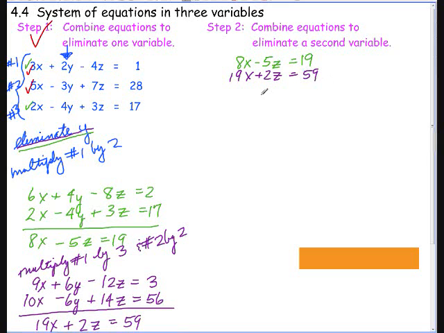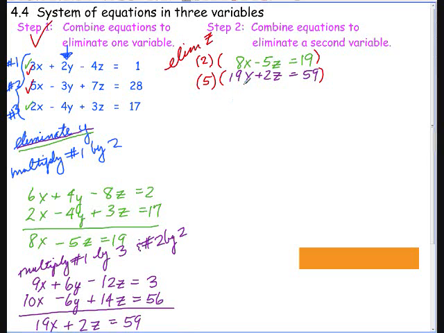Combine these two equations to eliminate a second variable. Now you're in familiar territory, aren't you? The only question is, what's the easiest way to do this? I wish this were 9 and this were 18. That'd be so much better. Well, I don't see any way out of it. I'm going to have to multiply both of them by something, and I'll try eliminating z. That's what I'm going to go for. So this one I'm going to multiply by 2, okay? And this one I'm going to multiply by 5. Oh, I think this is going to work out so nicely.